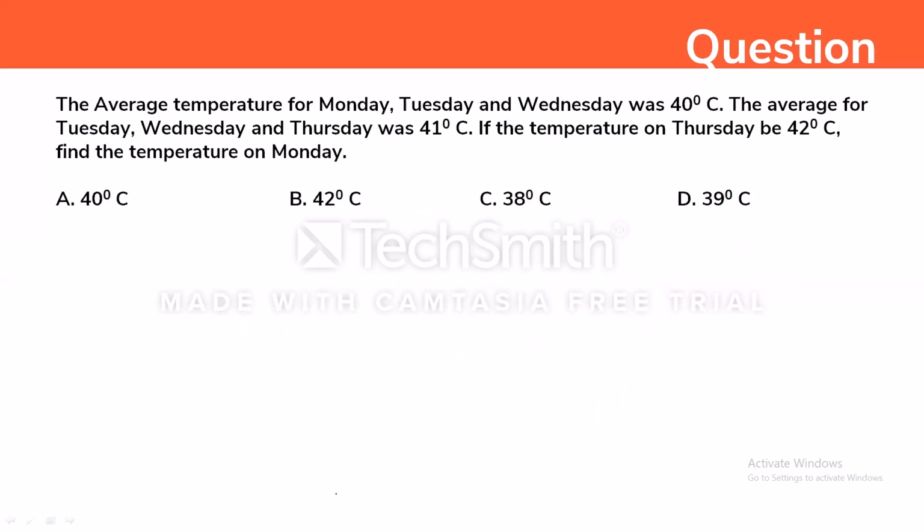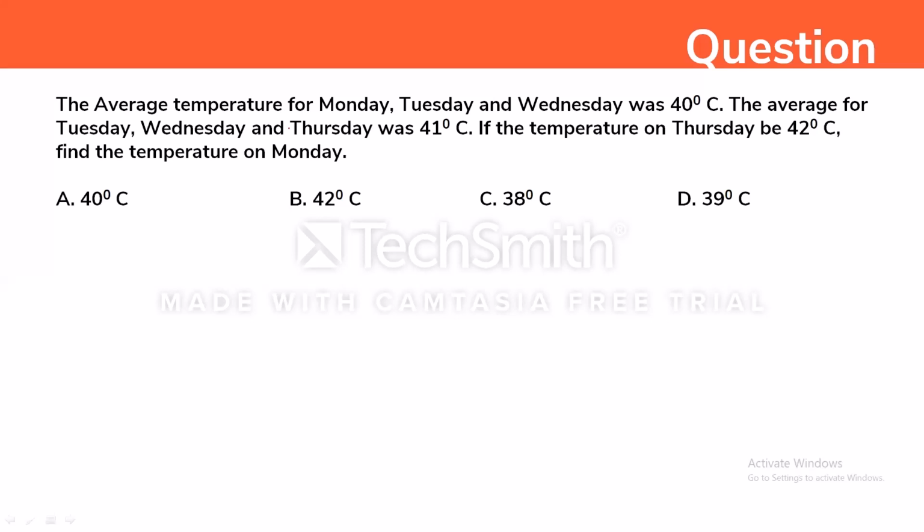Before watching the solution for this question, let's stop the video and try on your own. Later you can watch whether your solution is correct or not. The average temperature for Monday, Tuesday, Wednesday was 40 degrees Celsius. The average for Tuesday, Wednesday, and Thursday was 41 degrees Celsius. If the temperature on Thursday is 42 degrees Celsius, find the temperature on Monday.